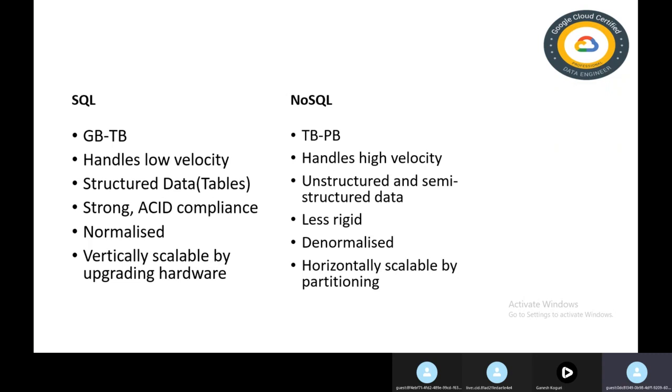Also, if you have worked on any databases like db2 or other databases, in those databases we use SQL queries. In order to scale those databases, we need to upgrade our hardware, and that is known as vertical scaling. Whereas in case of NoSQL, if you have used Cassandra or MongoDB, we need to create partitioning on some of the columns of the data set, so that we can do horizontal scaling of the data. These are the main differences between SQL and NoSQL.